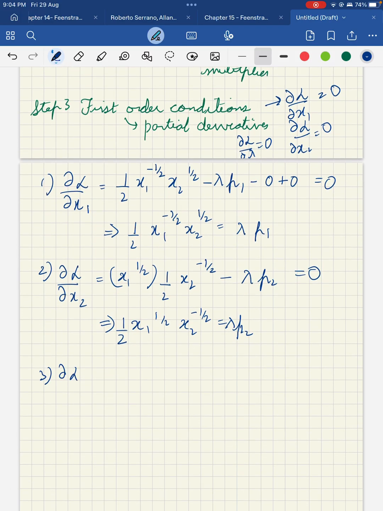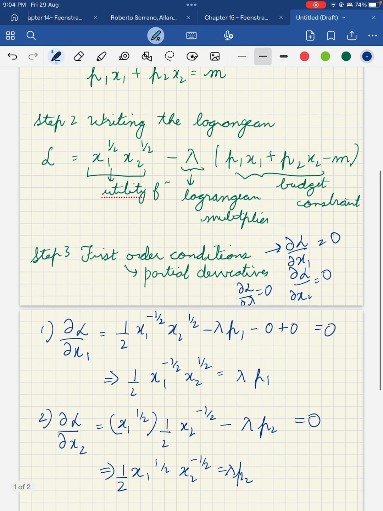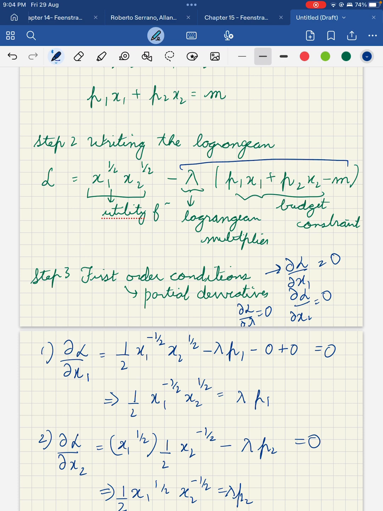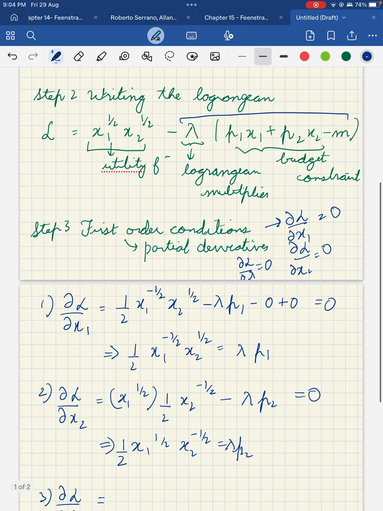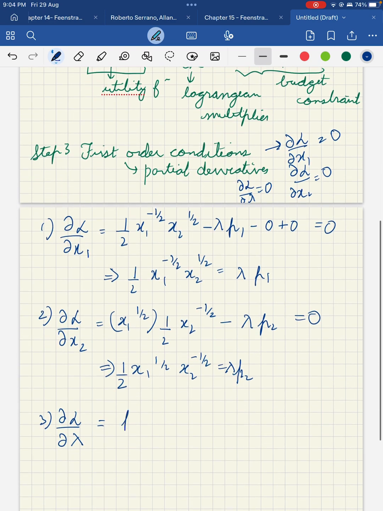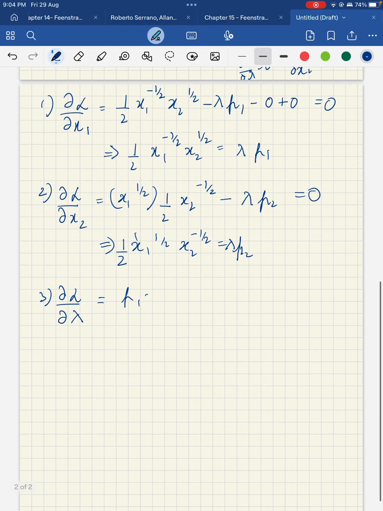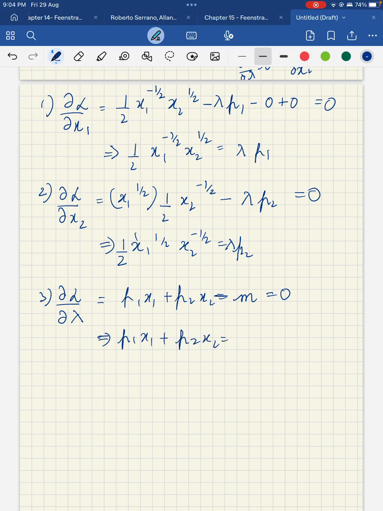My third first order condition is del L by del lambda, which is nothing but the budget constraint, because the derivative of that term with respect to lambda is the budget constraint itself. So p1x1 plus p2x2 is equal to m. So now what? I take it equal to 0. I get p1x1 plus p2x2 is equal to m.